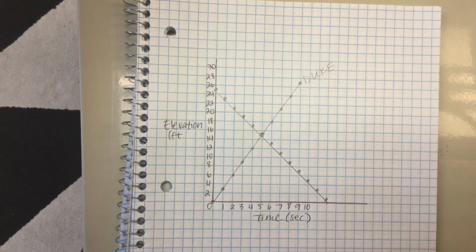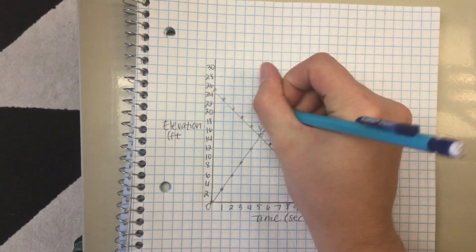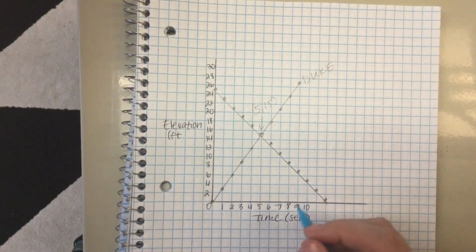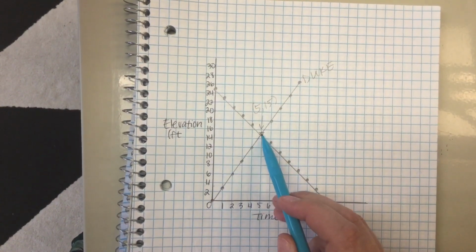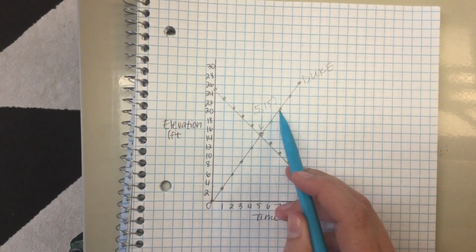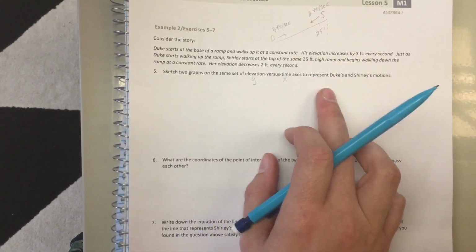So I followed the directions. Now I can see that this point was (5, 15). So the point of intersection on a system of equations tells us this point (5, 15) is on both of the lines at the same time. So let's take a look back at our questions here, and we'll flip back and forth to the graph. So we sketched the two graphs, done.